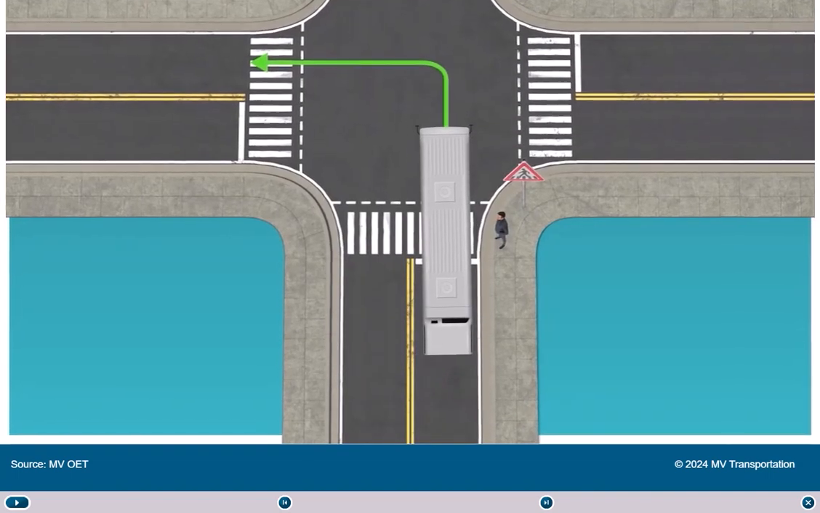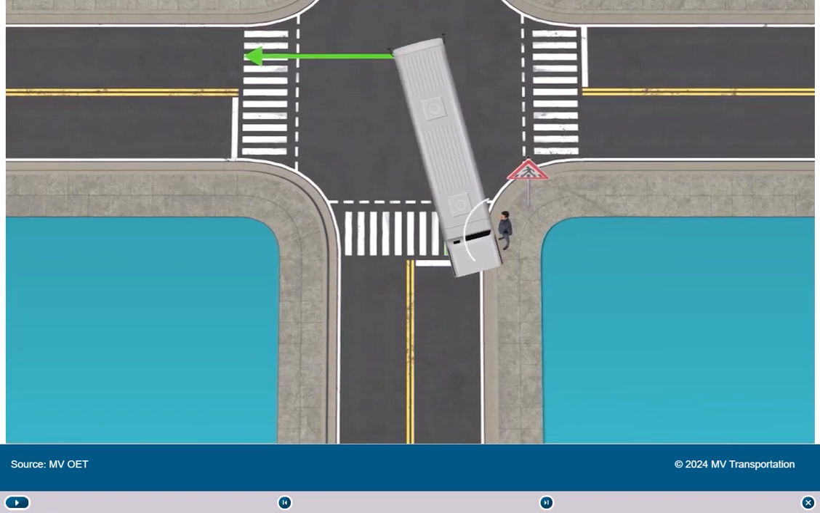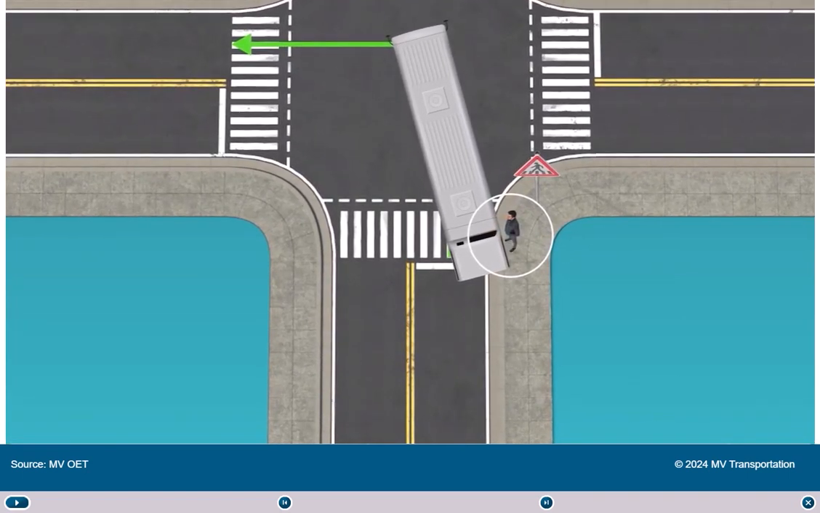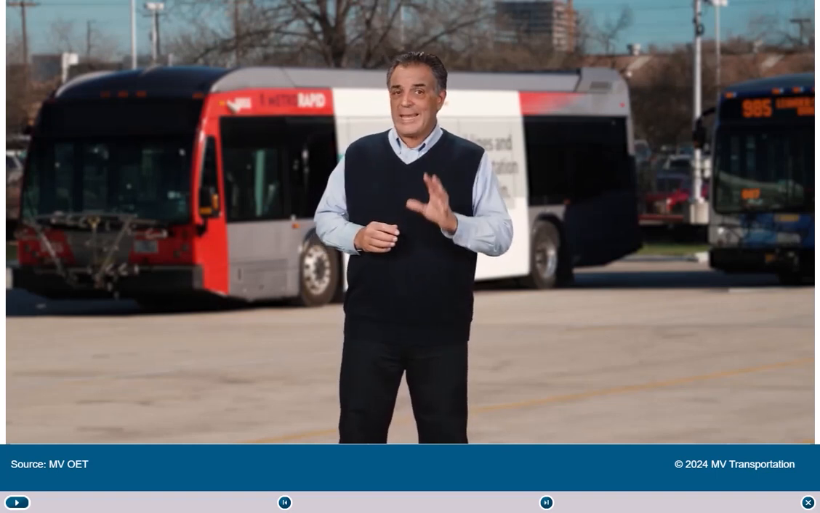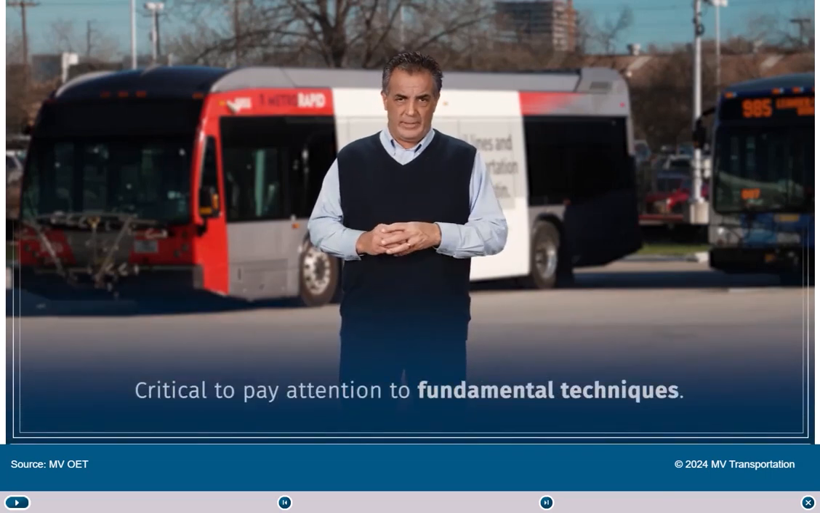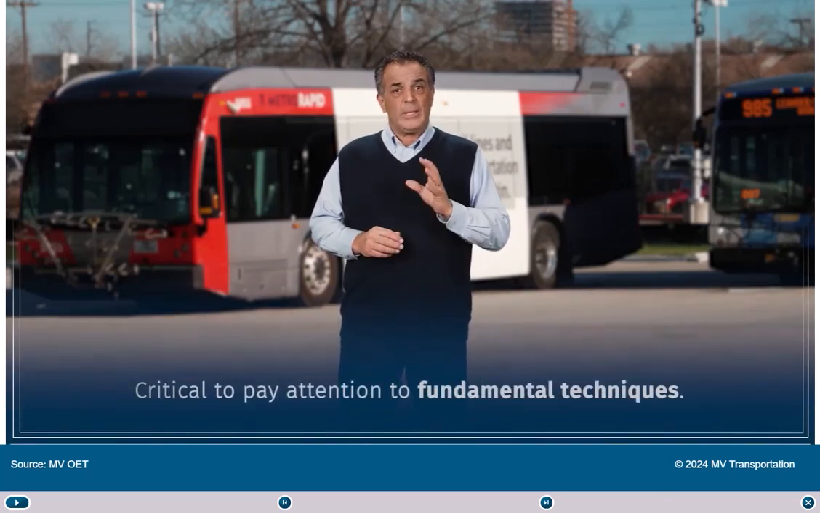But each could have easily involved a pedestrian or a bicyclist, causing serious injury or loss of life. To say this is important would be an understatement. We can't stress enough how critical it is to pay attention to these fundamental techniques. Be sure you understand the material and review it as required before moving on. Let's start with some basic facts without getting too involved in higher math.